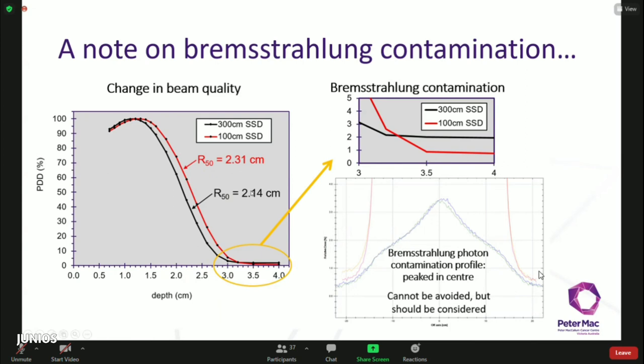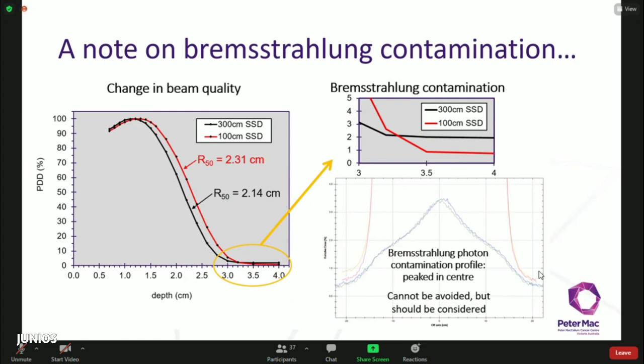So two features you can see. First of all, a degradation in beam quality, as you would expect over a large distance of air. But also you can see the Bremsstrahlung tail, that photon contamination, has actually changed. And if we zoom in on that part of the graph, you can see that compared to the standard 100 SSD, the photon contamination has actually increased slightly. And at least in the case of a Varian machine, you can see that if you were to scan across the profile of your Bremsstrahlung photon contamination, that the profile is actually peaked. So the core or the center of your patient is actually receiving that extra photon dose the entire course of their rotational treatment.